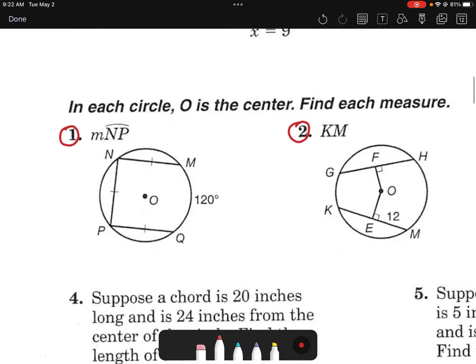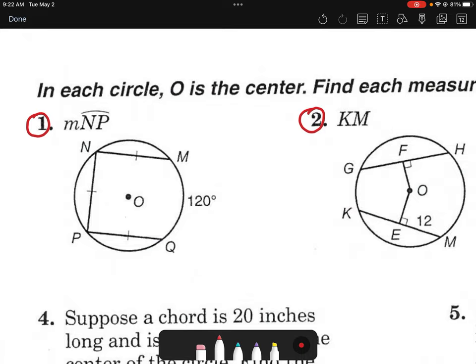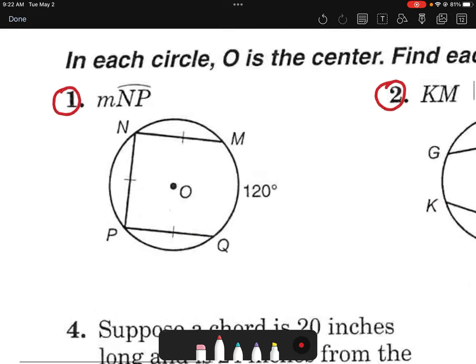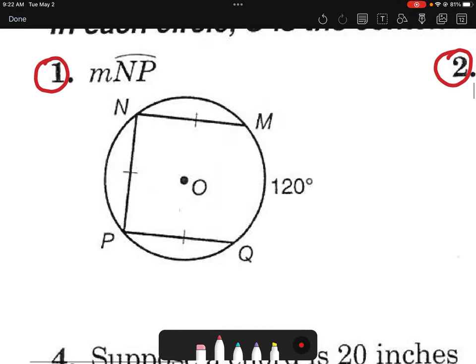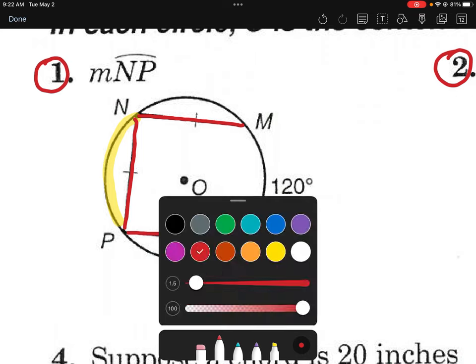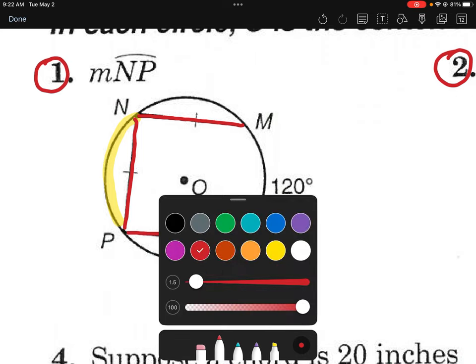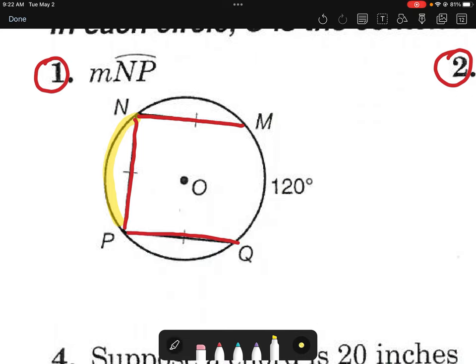Okay, so we'll focus on number 1 here. In each circle, O is the center. Find each measure. So we want to find the measure of arc NP. I'll highlight that right here. Notice how you have 3 chords that are congruent to each other. So what that means is you're going to have 3 arcs that are congruent to each other.